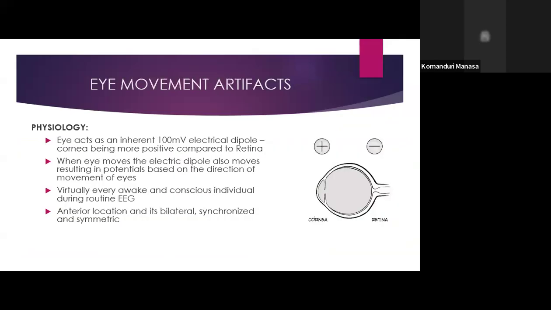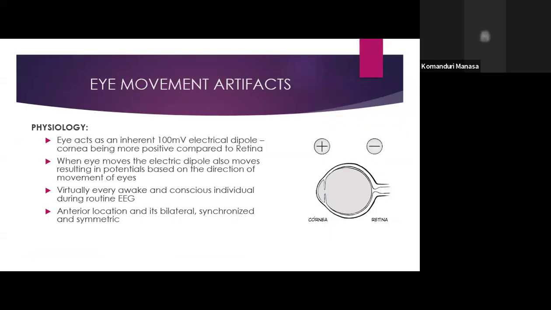So coming to the eye movement artifacts, the eye acts as a 100 millivolt electrical dipole. There is a cornea at one end, which is more positive compared to that of the retina. In an EEG, when a positive charge comes in front of an electrode, it will show a negative deflection. So this we have to keep in mind.